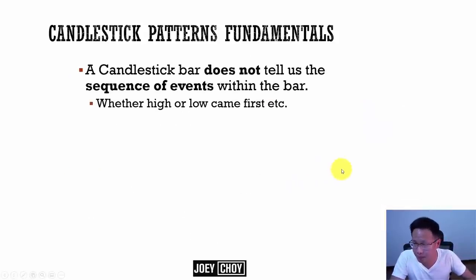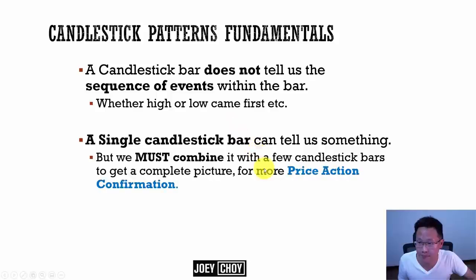Okay, so a candlestick bar does not tell us the sequence of events within the bar, whether the high or low came first. So for example, when we saw the green bar, we have these four data points, but we don't know whether it went to a high and then came back down and closed at, you know, we don't know the sequence, right? What we know is just the opening price, the closing, the high and the low. We do not know the sequence of events, all right? A single candlestick bar can tell us something, but we must combine it with a few candlestick bars to get a complete picture, right?